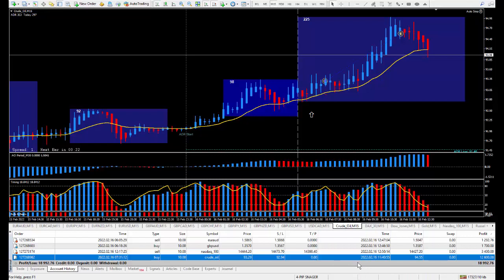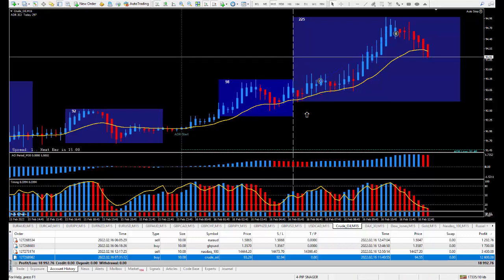I didn't quite get my 200 pips and ticks. I was close. Ended up with 177 pips and ticks. And those 177 pips paid $18,992.